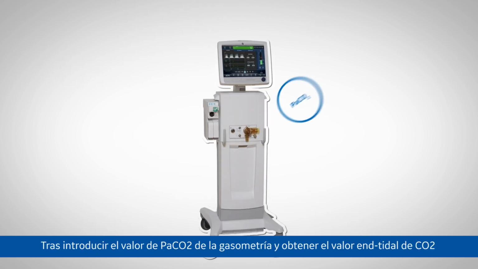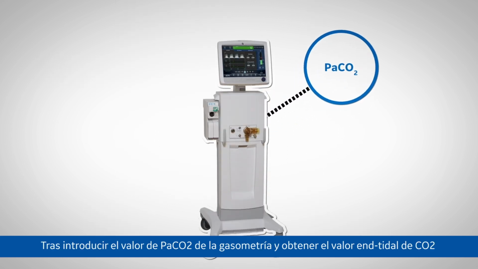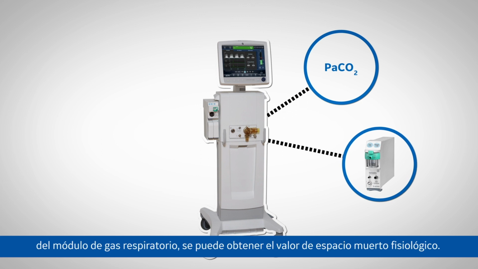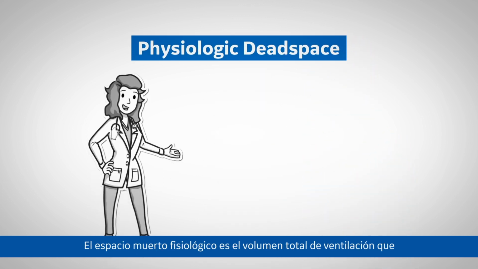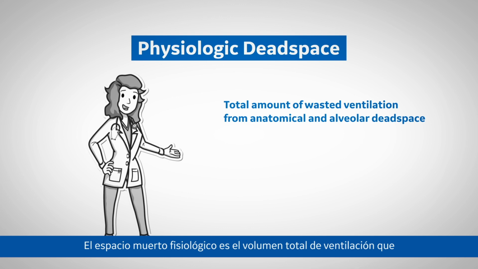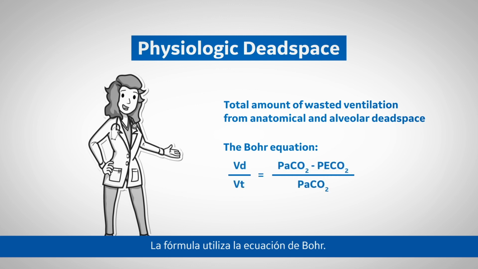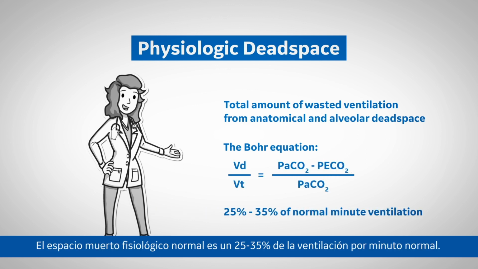After entering PaCO2 from the blood gas and obtaining end-tidal CO2 from the respiratory gas module, physiologic dead space can be obtained. Physiologic dead space is the total amount of wasted ventilation from anatomical and alveolar dead space. The formula uses the Bohr equation. Normal physiologic dead space is 25 to 35% of normal minute ventilation.